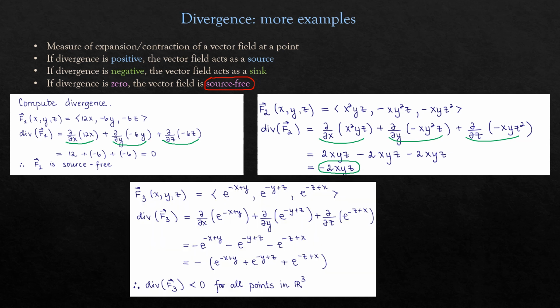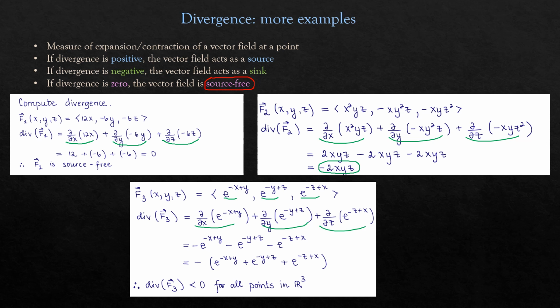And let's take a look at one more example. So here is my third vector field with components e to the power negative x plus y, and then e to the power negative y plus z, and e to the power negative z plus x. So these are the components of our vector field. So same as before, we compute partials of each of the components with respect to the corresponding variable.